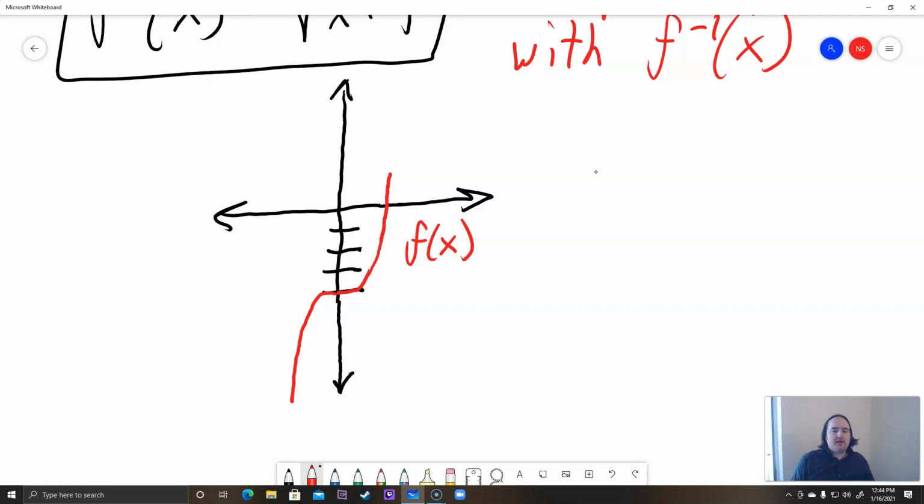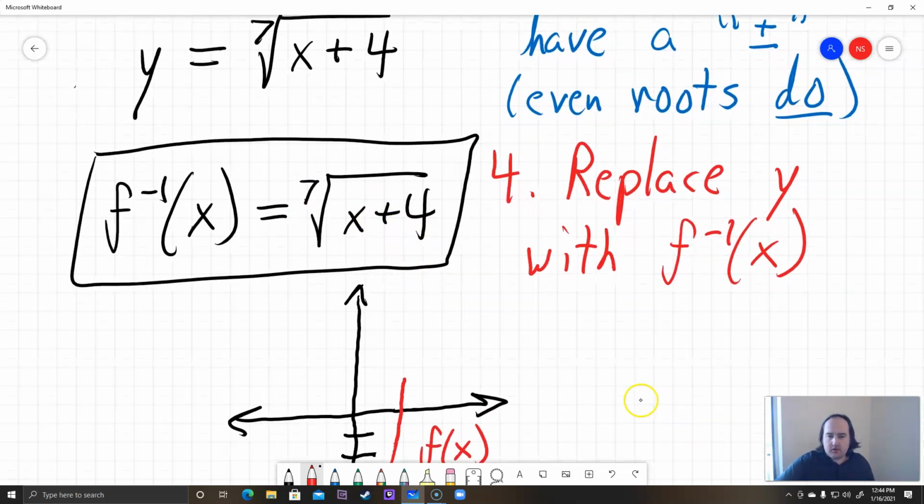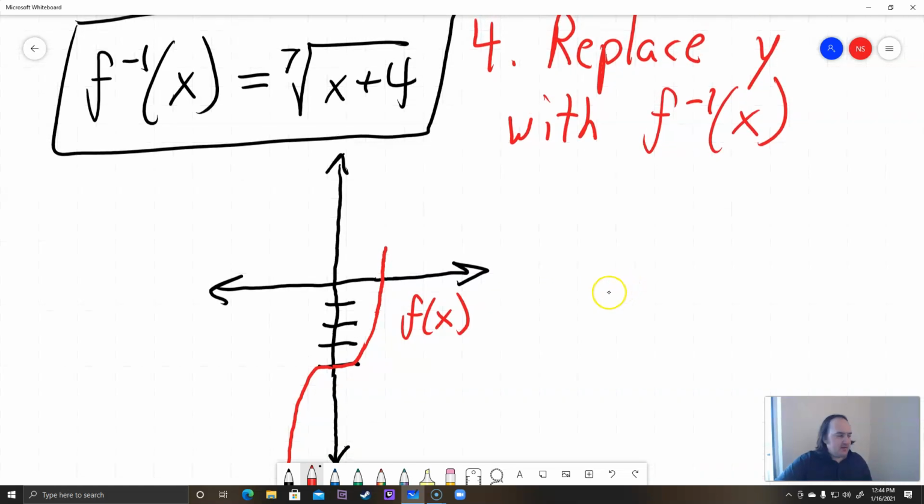And then for our f inverse of x, we have 7th root of x plus 4. Now the shape of that is basically going to be the same shape, but it's going to be reflected over the line y equals x. So it's going to be reflected over the line y equals x, which is up here.